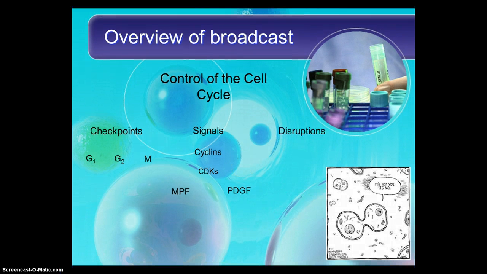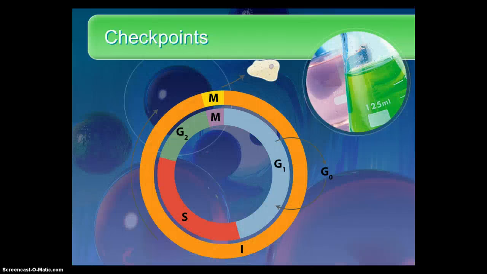We'll also talk about disruptions on the cell cycle, which can lead to cancer and increased duplication of the cells, and which leads to tumors, and if that goes unchecked, it will lead to death eventually. Okay, we'll begin with checkpoints.